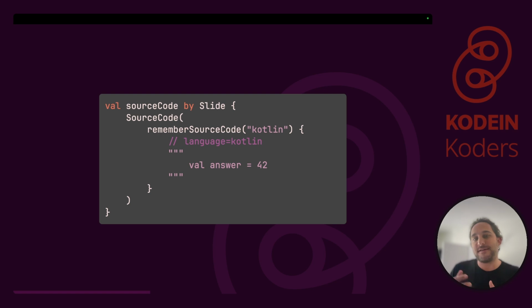Creating source code is complicated for Compose Your Prez because it has to load highlight.js, the library it uses to highlight the source code. It has to parse the highlight.js result and apply the theme to it. So this may lead to some jank when you're showing source code like that.